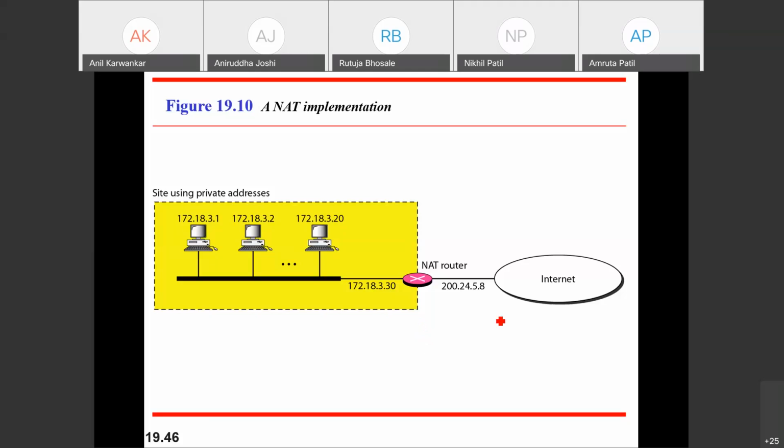If this IP address is not assigned, then you are not part of the internet. It's only a local area network, not connected to the internet. So internal networking is also possible with the support of this class B type of IP address.